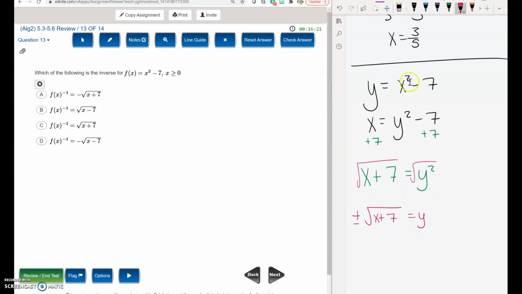Which of the following is the inverse? I did the steps for finding the inverse. I know it's the square root of x plus 7. Because this extra piece says x is greater than or equal to 0, that means it has to be the positive square root of x plus 7.